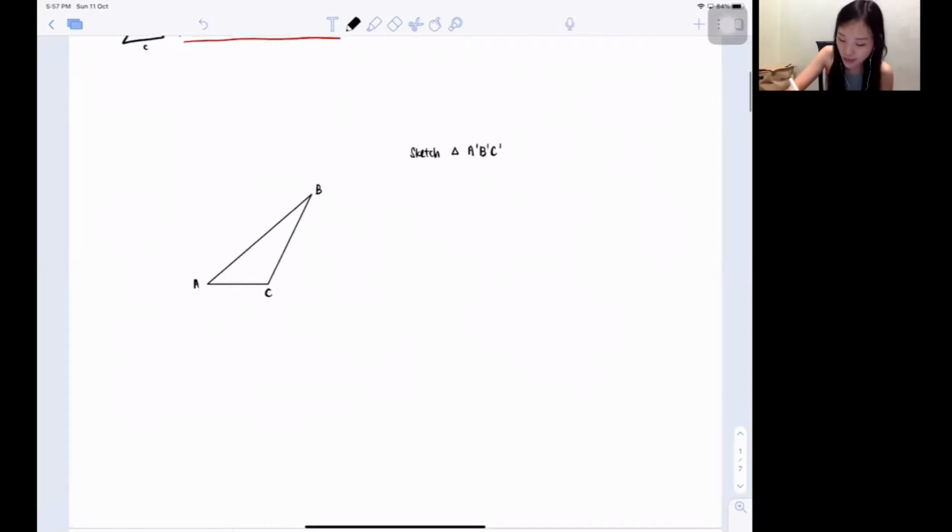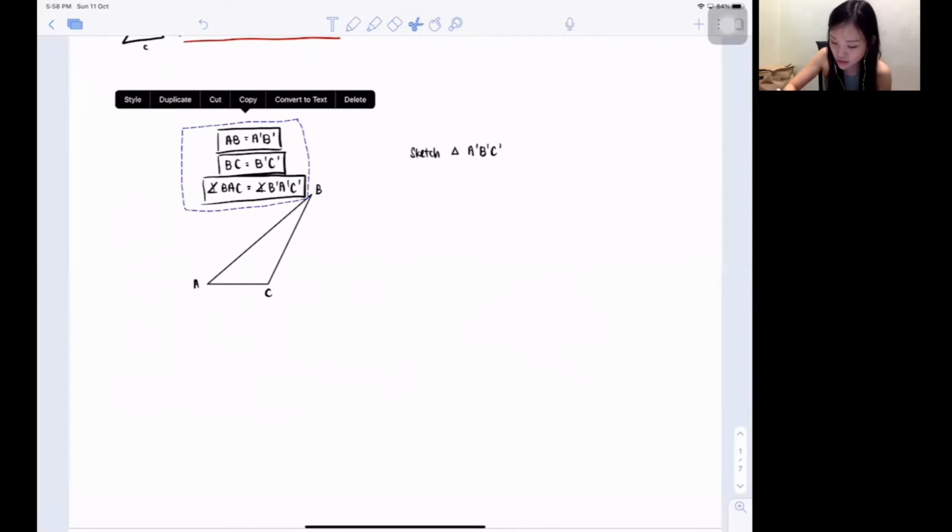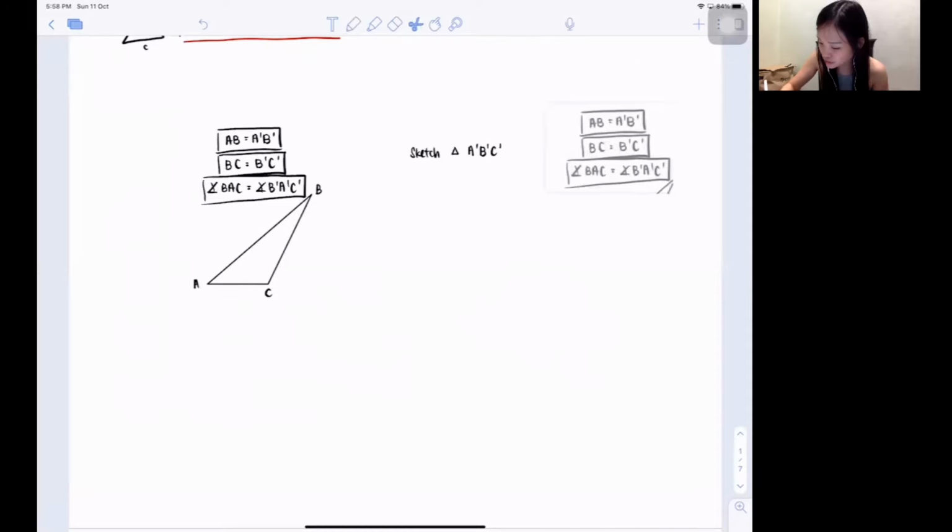So they will always tell you, let's say, AB length and A prime B prime length are the same. Next, they say BC length and B prime C prime length are the same. Next, let's say they say angle BAC and angle B prime A prime C prime are also the same. Wait, I realize I do not have enough space. I should write it here.